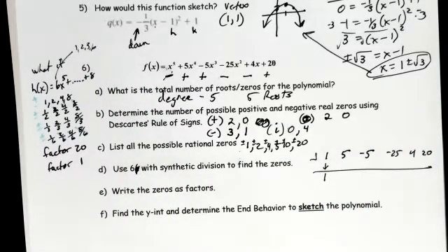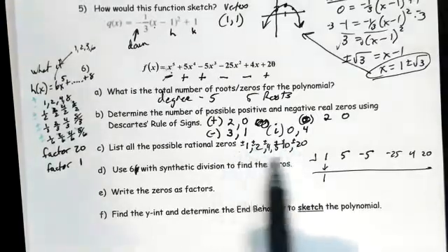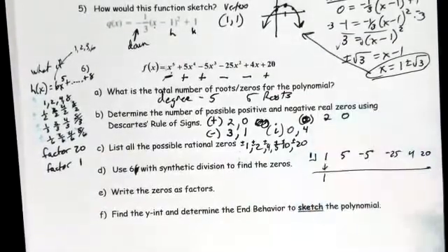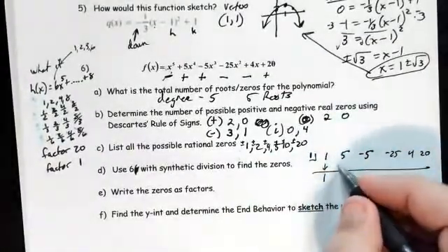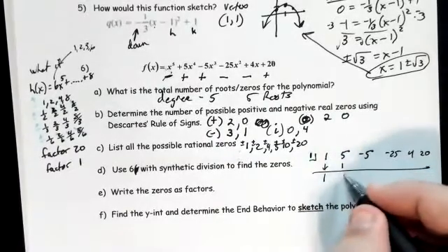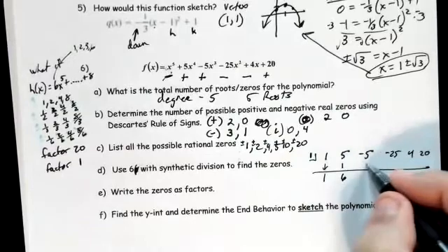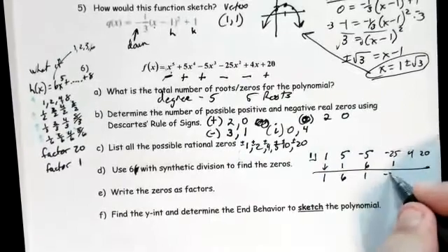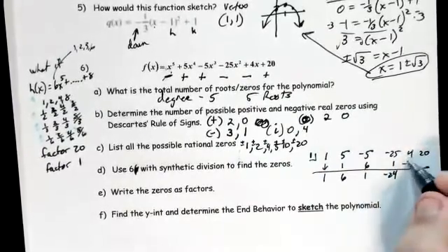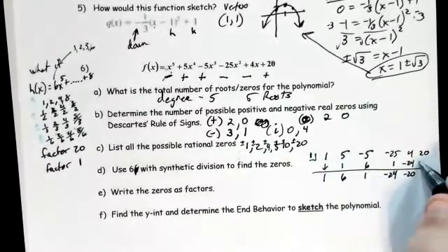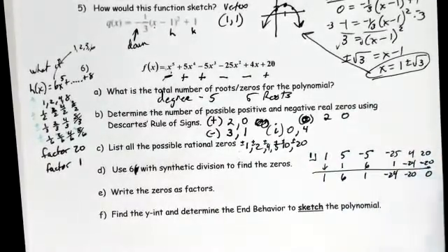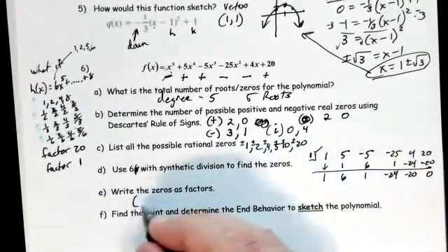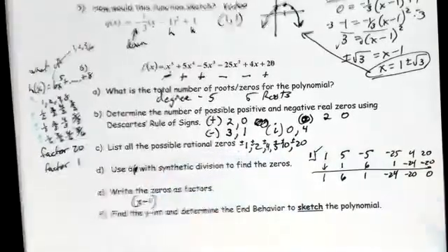Okay, so we're going to start plugging in these numbers. Start with the easy ones. Now just so we don't waste a lot of time, I'm going to tell you 1's actually going to work. So we're going to run 1 through. This will be a 1. This will be a 6. That'll be a 1. That'll be a 1. This would be a negative 24, negative 24, negative 20, negative 20, and 0. So 1 is a 0. That's one of my factors, x minus 1.